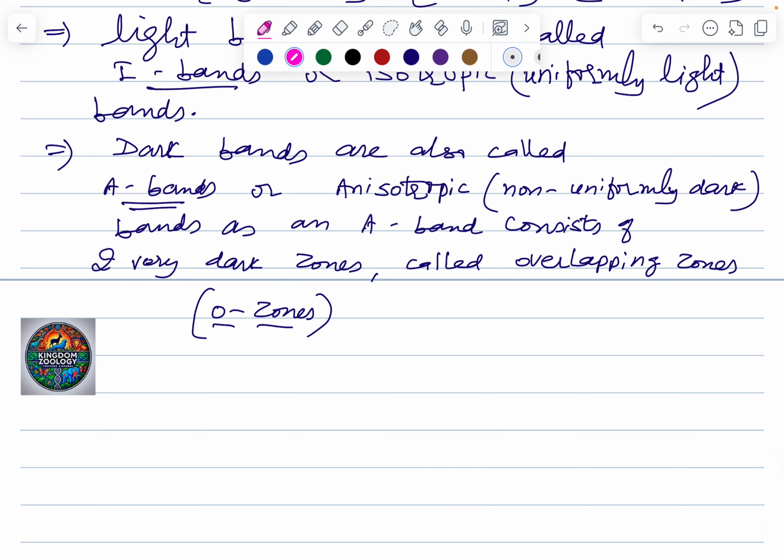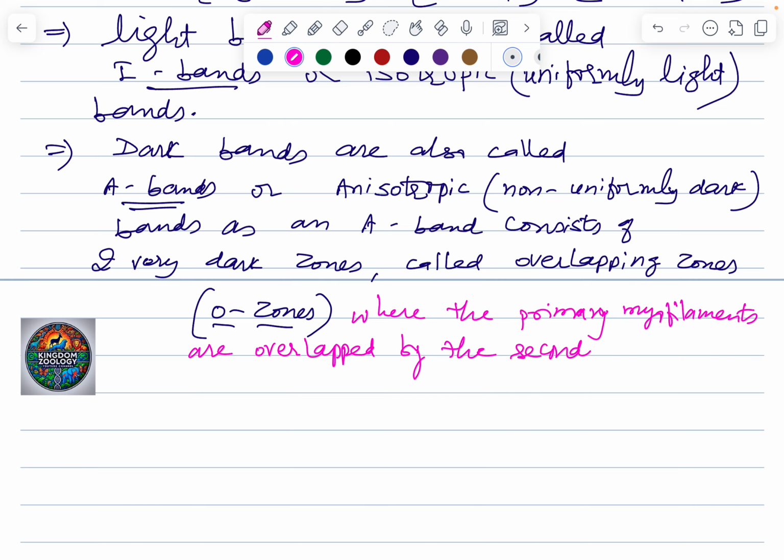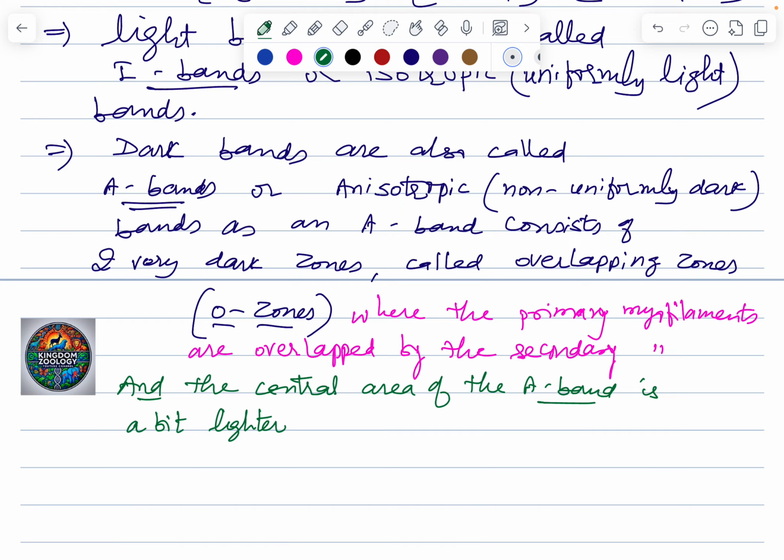So the dark band is also called A band or anisotropic band because it consists of two very dark zones called overlapping zones, where the primary myofilaments are overlapped by the secondary myofilaments, and the central area of the A band is a bit lighter in appearance, as it has only what type of protein? Primary myofilaments in it, secondary is not there in the central area.